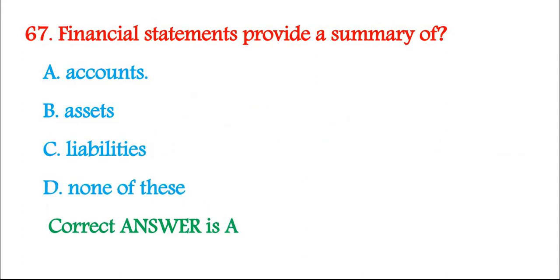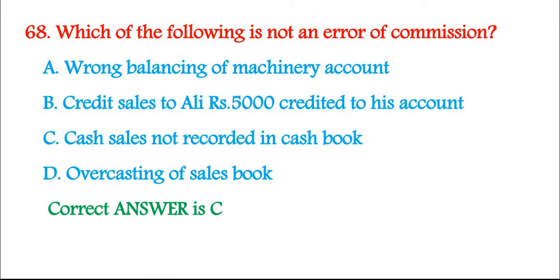67. Financial statements provide a summary of: A. Accounts, B. Assets, C. Liabilities, D. None of these. Correct answer is A. 68. Which of the following is not an error of commission? A. Wrong balancing of machinery account, B. Credit sales to Ali 5,000 rupees credited to his account, C. Cash sales not recorded in cash book, D. Overcasting of sales book. Correct answer is C.